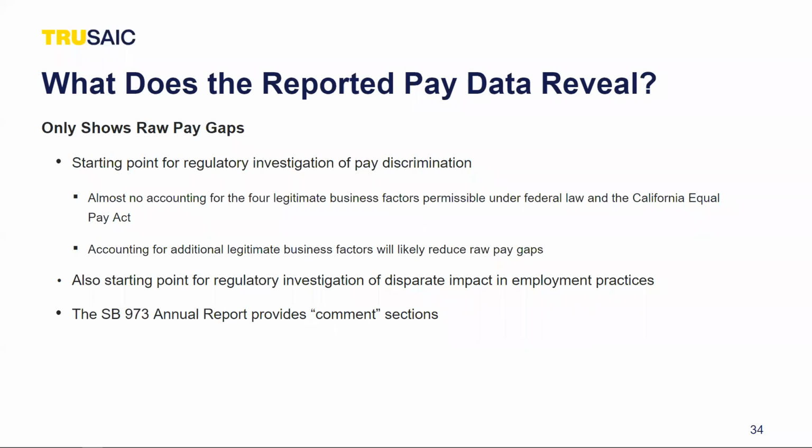As part of its filing assistance for employers, Trusaic measures those pay gaps implied by the SB 973 filings, what's revealed in those data, both with respect to gender and race ethnicity at the establishment level and the job category level. Trusaic also tests for the statistical significance of those gaps and identifies patterns both across establishments and job categories that may invite additional regulatory scrutiny.